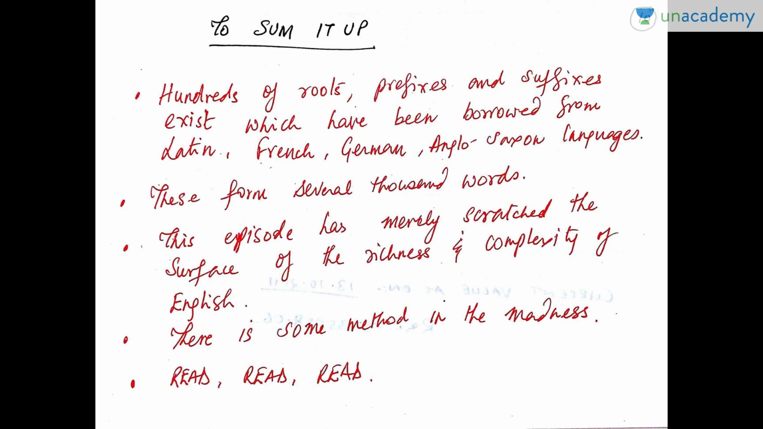To sum it up, there are hundreds of roots and prefixes and suffixes which have been borrowed from Latin, French, German, Anglo-Indian, and Anglo-Saxon languages. So these will form several thousand words. It is not possible for us to learn all these words. This episode has merely scratched the surface of the richness and the complexity of English. So there is actually some method in the madness which we call English. A lot of people make fun of the English language, but if you can really find some method, there is some method. The only option for you to prepare for GRE is to read, write, and practice, practice, practice.